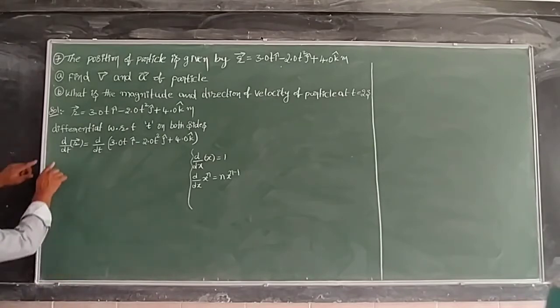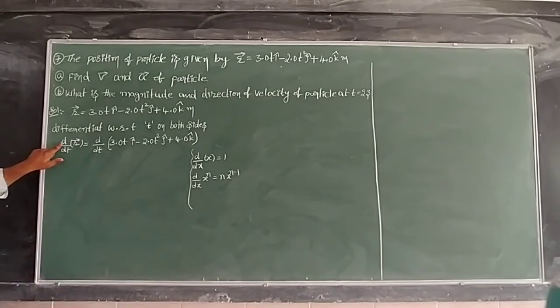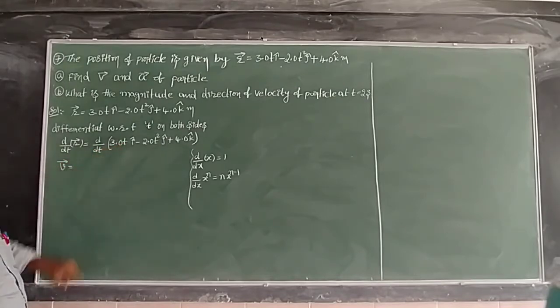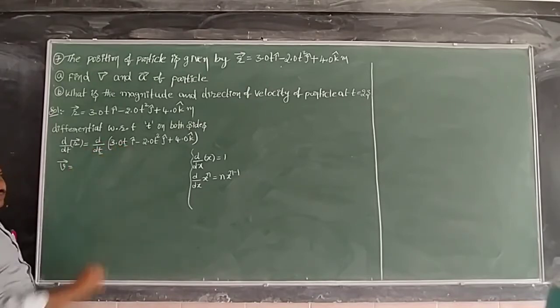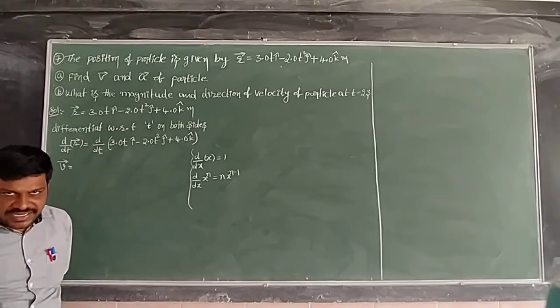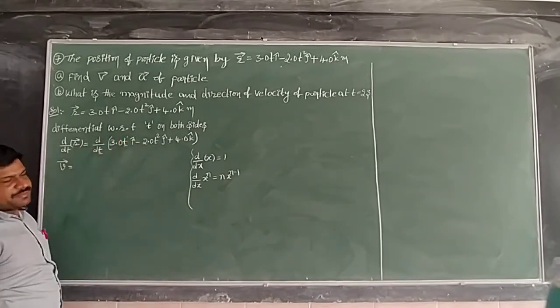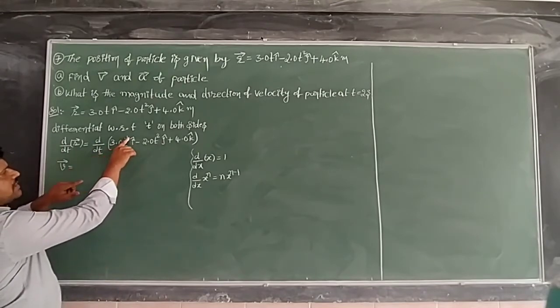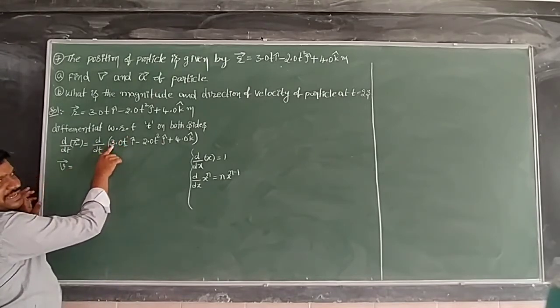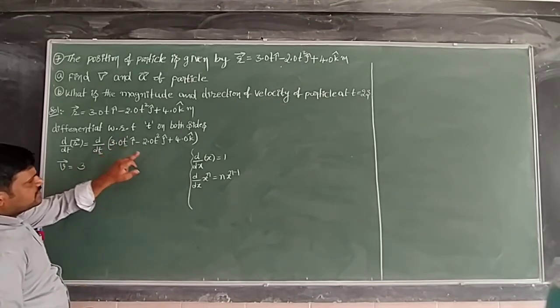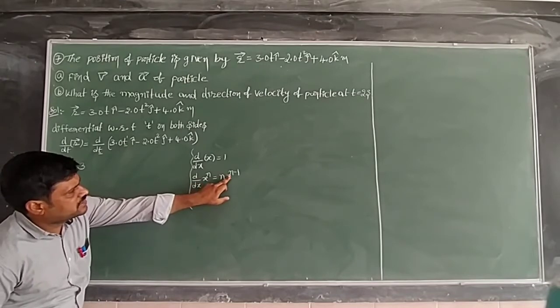Now, dr by dt, the change in position with respect to time, is the velocity. Velocity v bar is equal to d by dt of the expression. Here t is there, and the variable is t. For t, the power is 1, so 1 should be multiplied with 3. 3 into 1 is 3. And thereafter, in the next term, t power n minus 1.